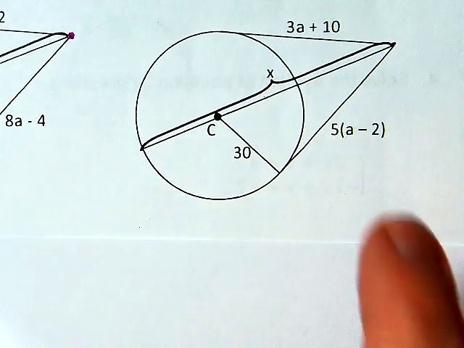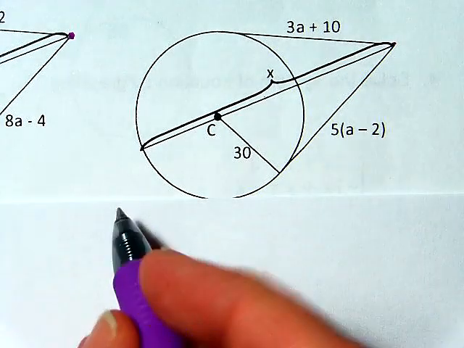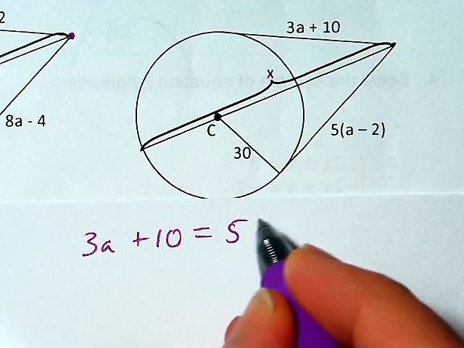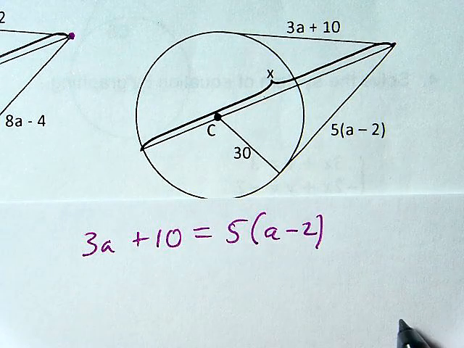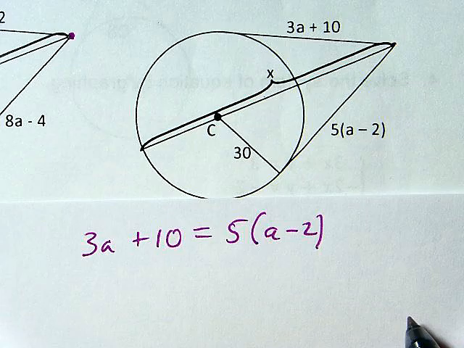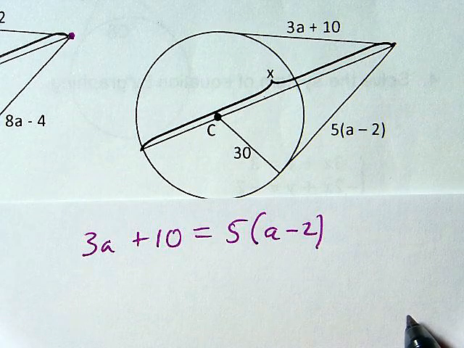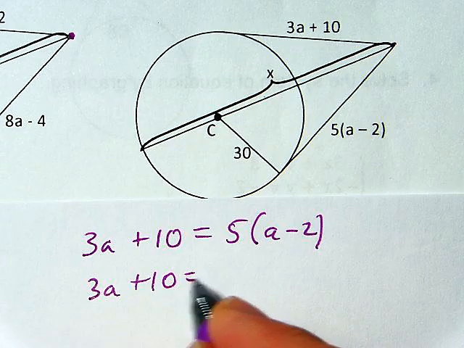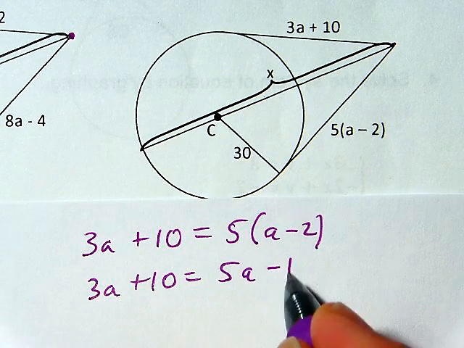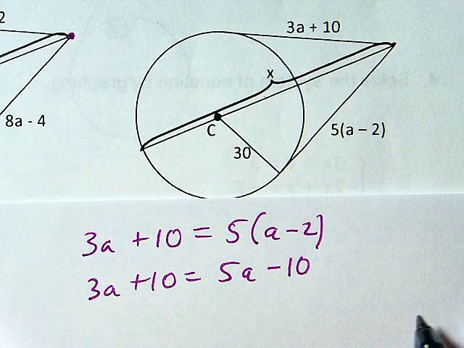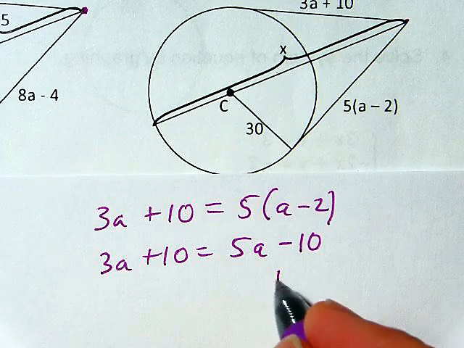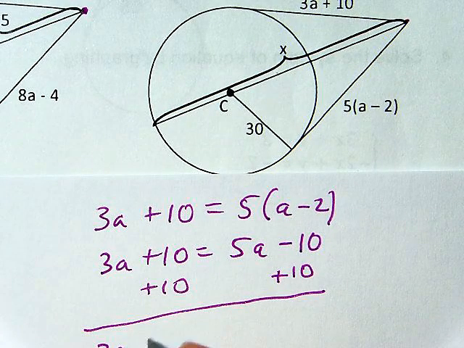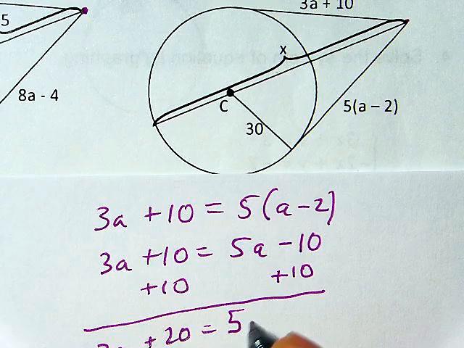So we must have the two tangents being equal in length. So 3a plus 10 must equal 5 times (a minus 2) in parentheses. Those two must be equal. So we must solve for a. 3a plus 10, we will distribute, equals 5a minus 10. We can add 10 to both sides, which would give us 3a plus 20 equals 5a.